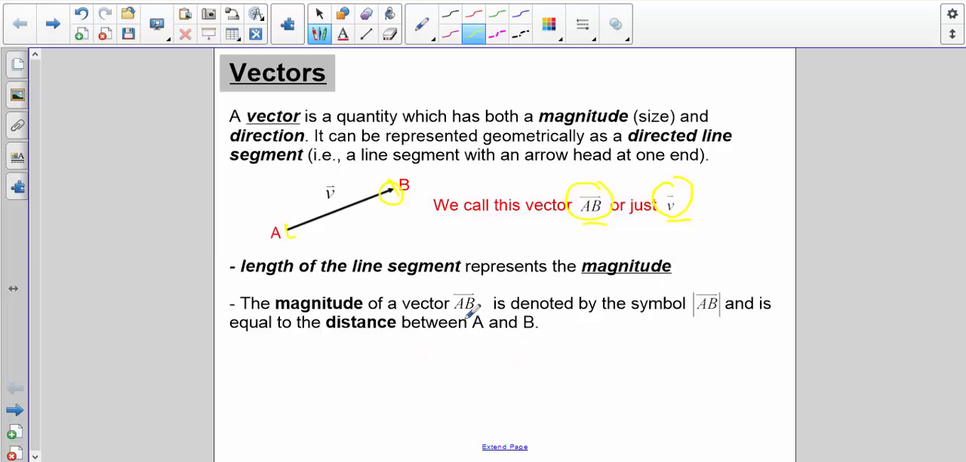Furthermore, the magnitude of that vector, vector AB, can be denoted by this symbol. It looks like the absolute value symbol. So basically, the magnitude of vector AB. We could also obviously have said the magnitude of vector V. That would have been perfectly appropriate too.